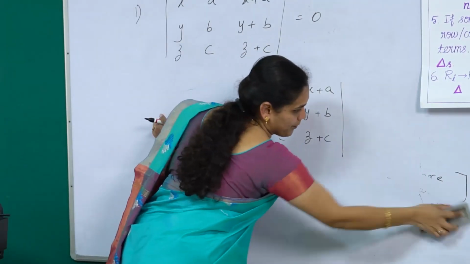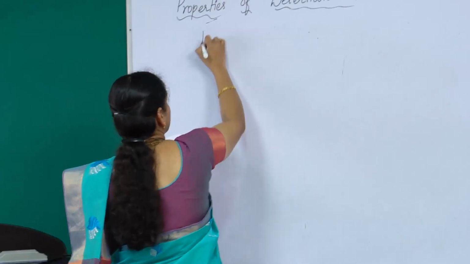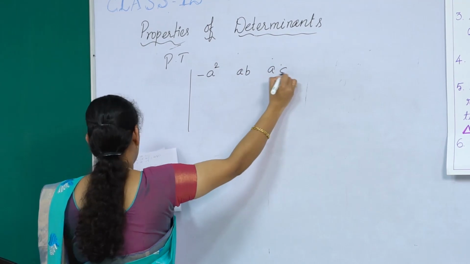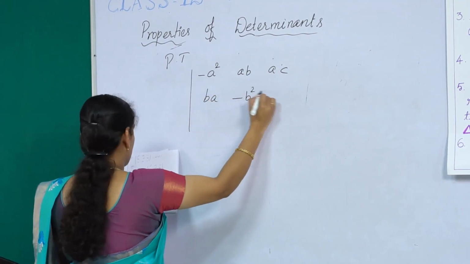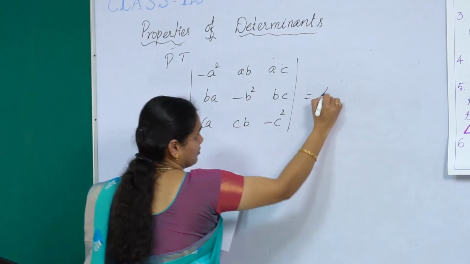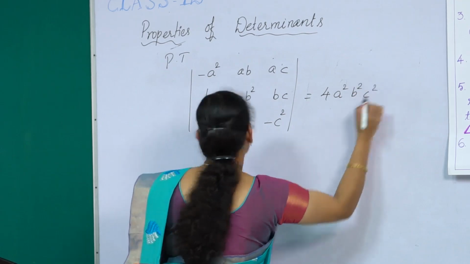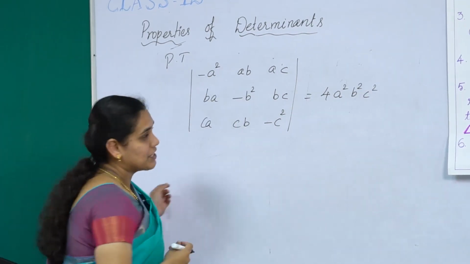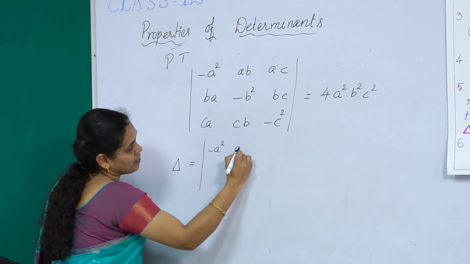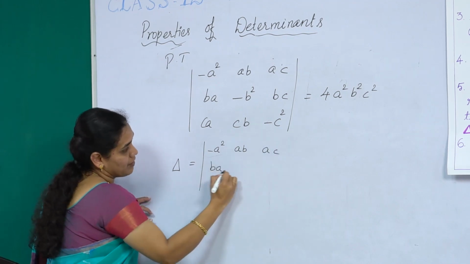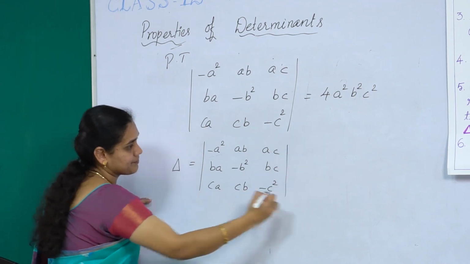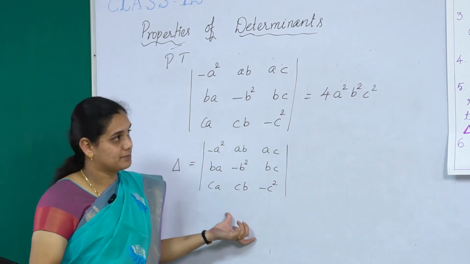We will see one more. Prove that the determinant with rows minus a square, ab, ac; ba, minus b square, bc; ca, cb, minus c square is equal to 4a squared b squared c square. This is also an interesting problem. So, let us take delta as this determinant. Okay, it's very simple.